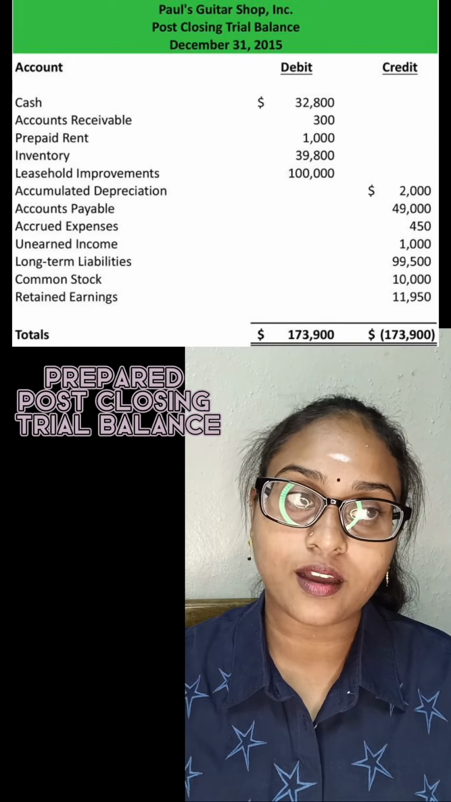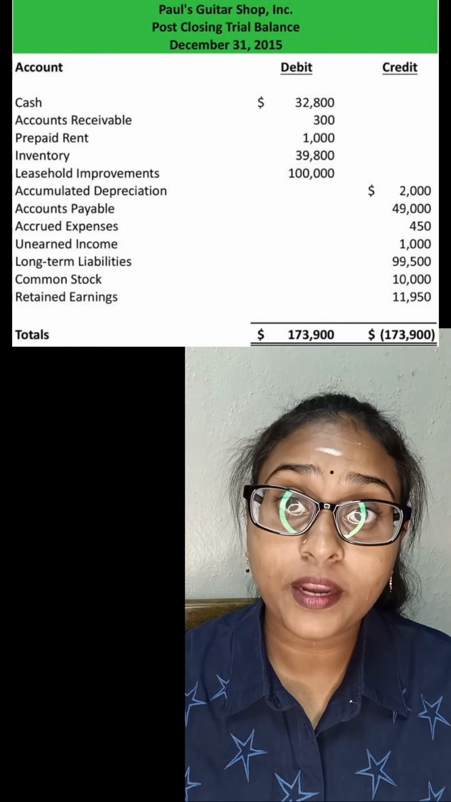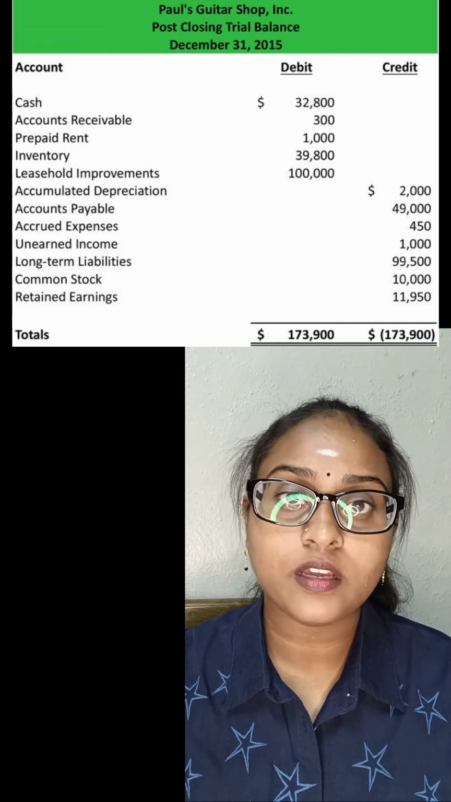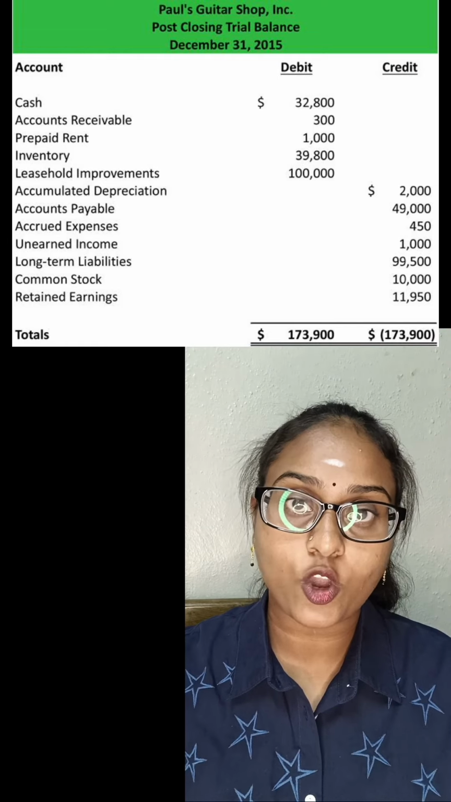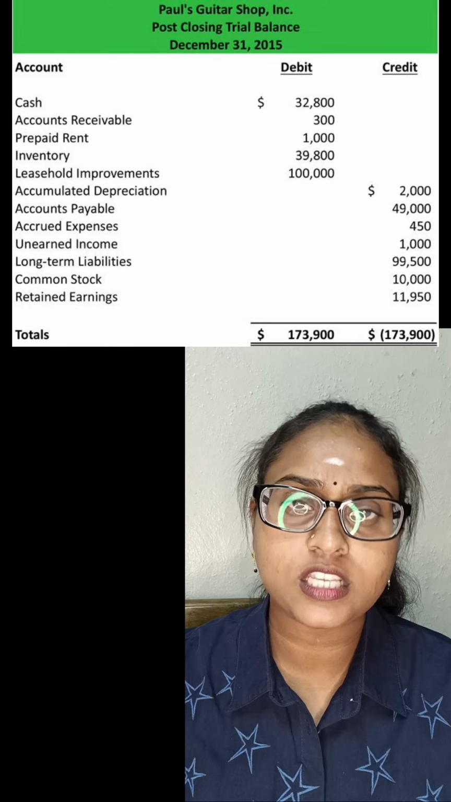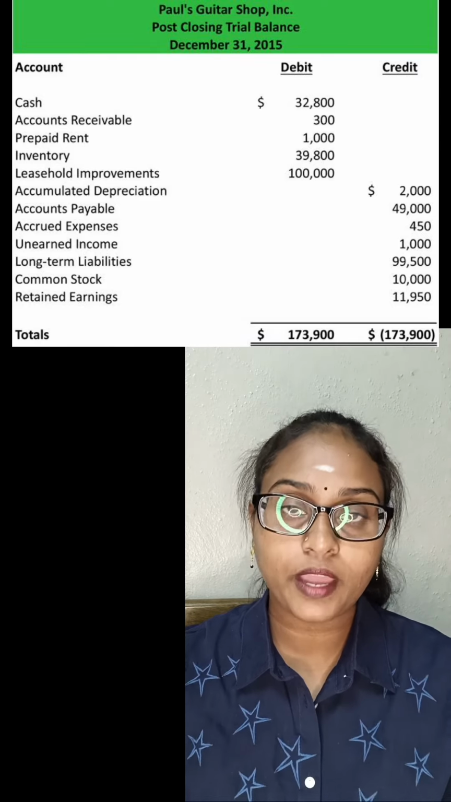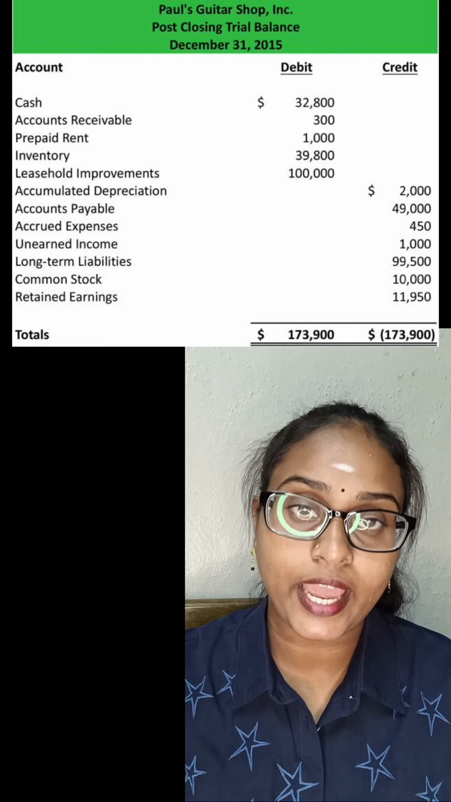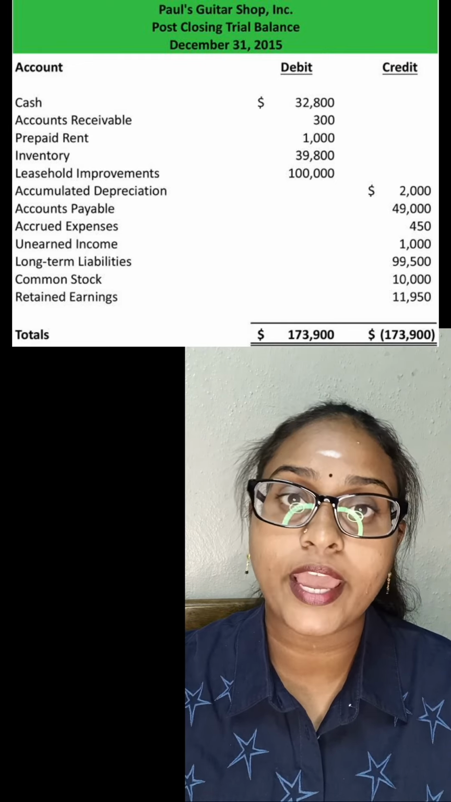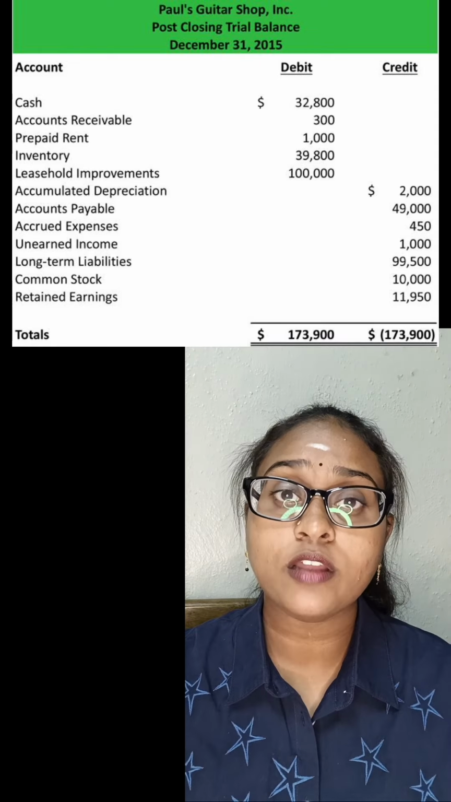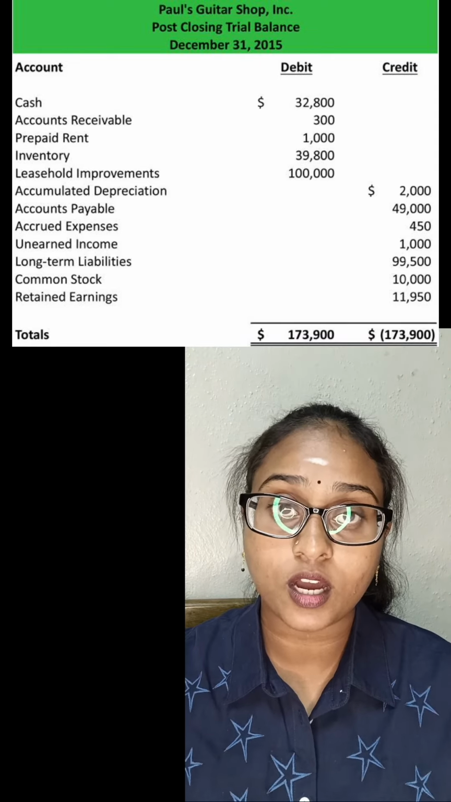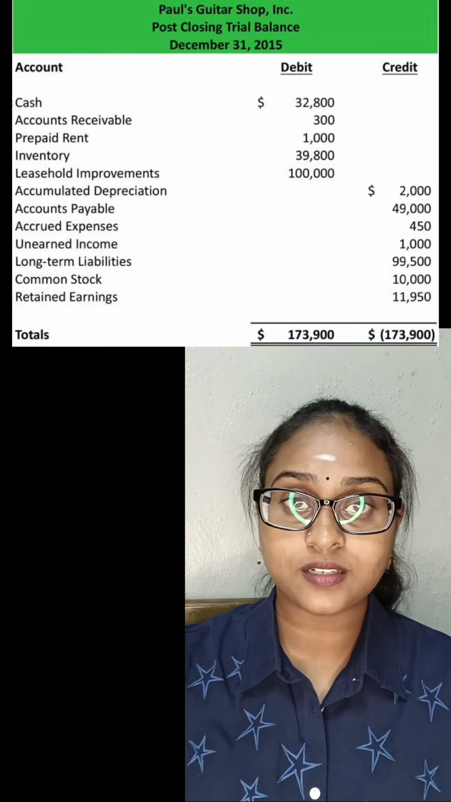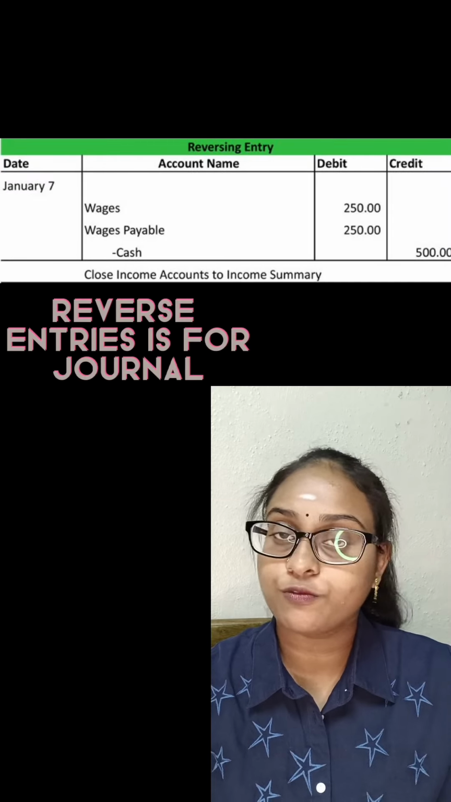The ninth process is prepare the post-closing trial balance. This is prepared after closing entries are made. Its purpose is to test the equality between debits and credits after closing entries are prepared and posted. The post-closing trial balance contains real accounts only, since all nominal accounts have already been closed at this stage. Finally, the last process is reversing entries in the journal.